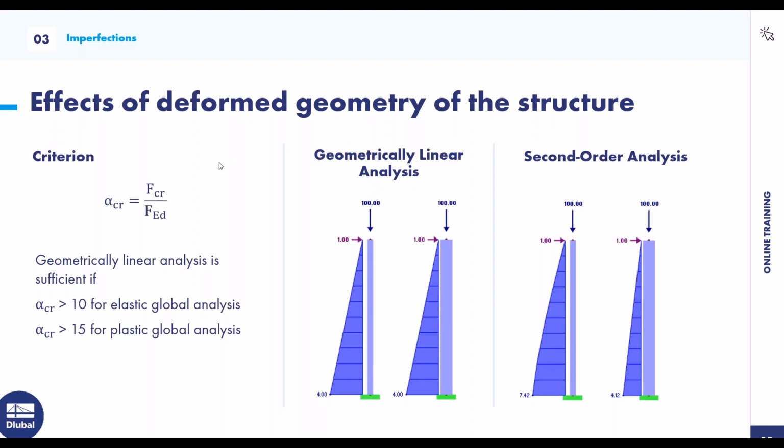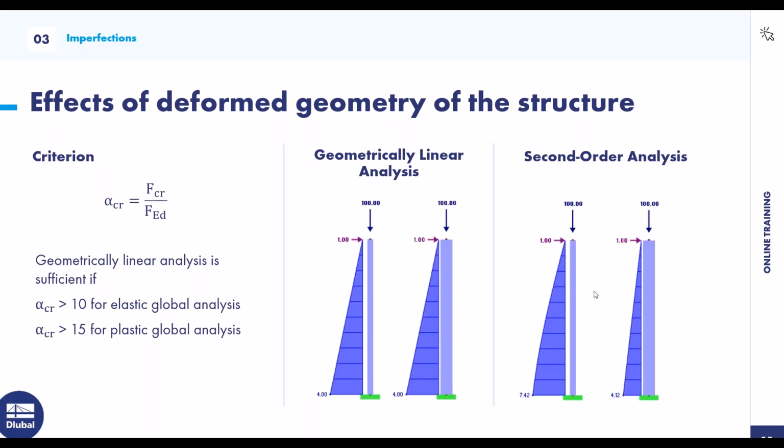In the first training course, Introduction to Member Design, it was learned how the results can differ between the calculation according to the first order theory and the geometrical linear analysis and the second order theory. The geometrical linear analysis is an equilibrium formation on the undeformed system, and the second order analysis is an equilibrium formation on the deformed system.